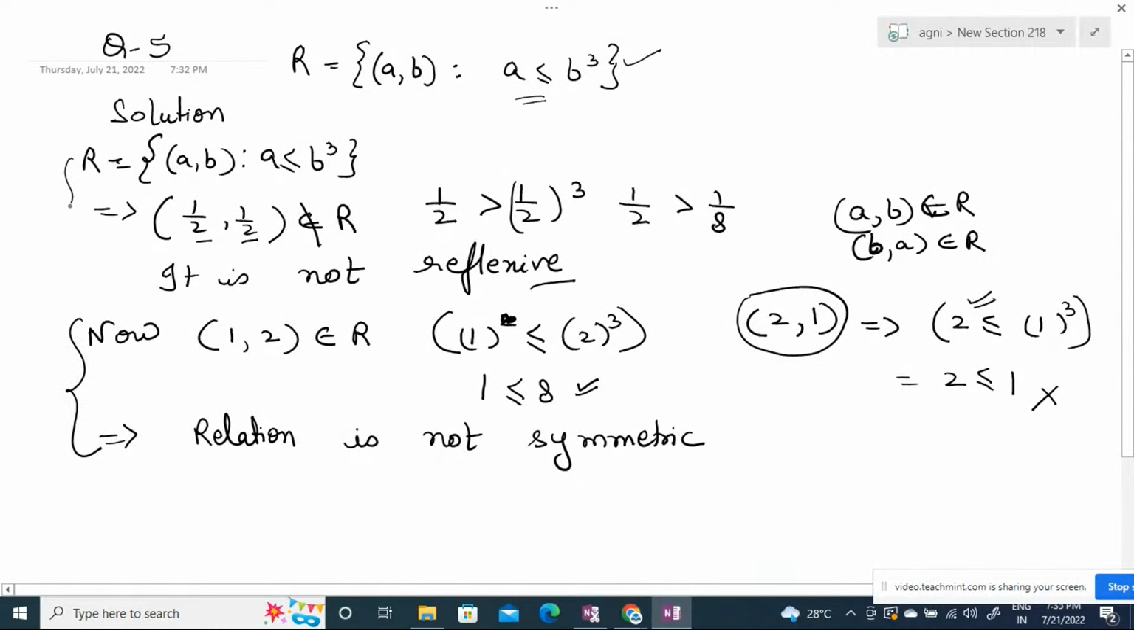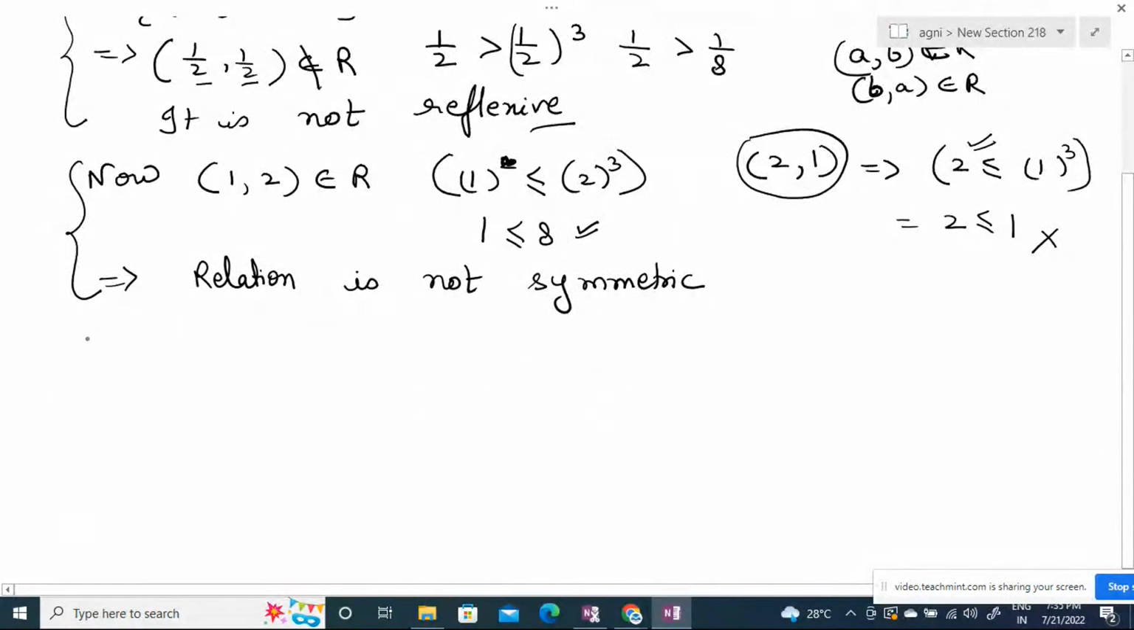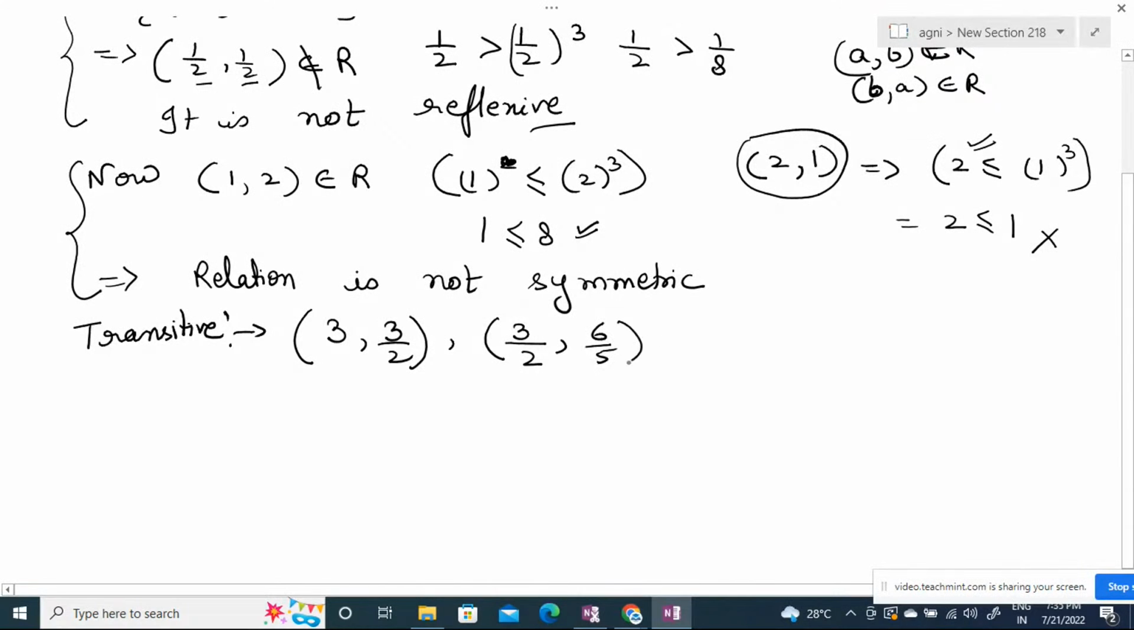This is for the symmetric, this is for the reflexive. Now we are checking for the transitive nature. For the transitive case, if I take an ordered pair, for example (3, 3/2), this is also a real number. Now another ordered pair I will take, because you have to take two ordered pairs, (3/2, 6/5). These are all real numbers. Now we have to check for them.